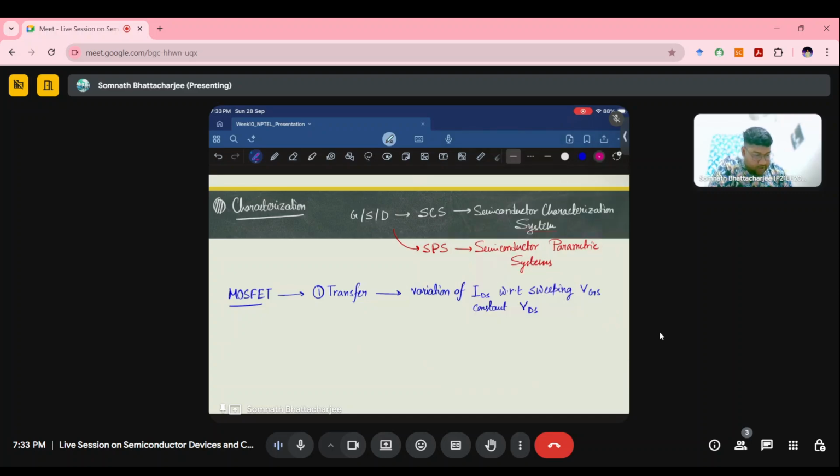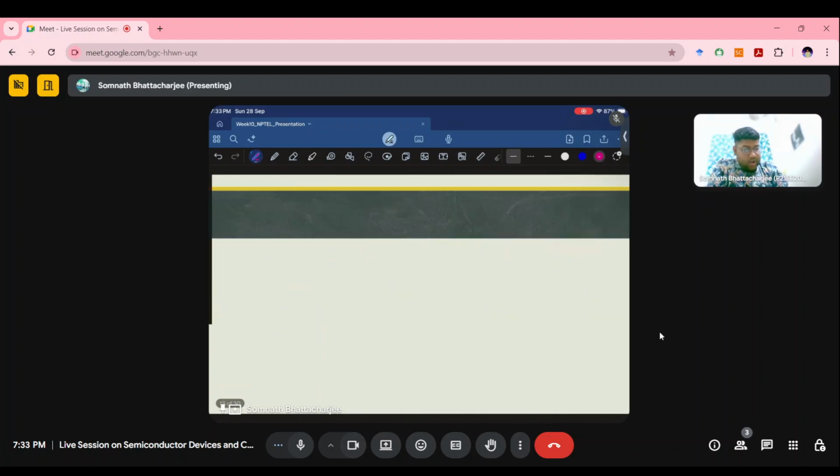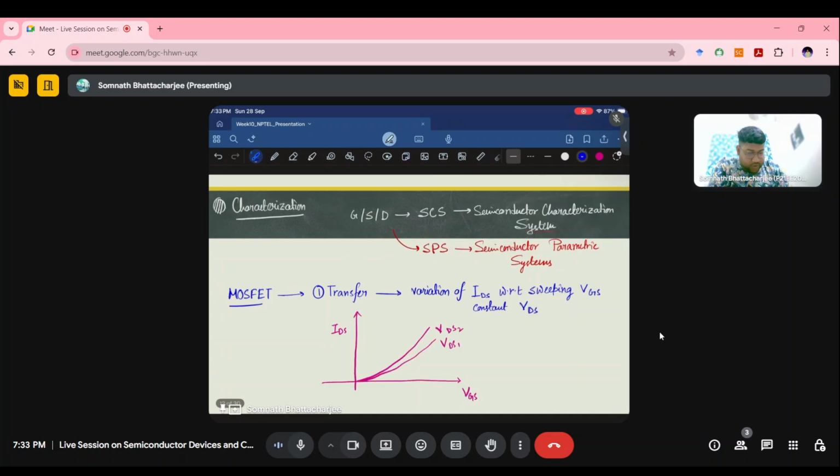After recording, a basic transfer curve looks something like this. If this is the IDS and this is the VGS, gate to source voltage, the values will look something like this for a certain VDS. If we apply a different value of VDS, it can look something like this. So with a VDS of 1, VDS of 2, this will look like this.